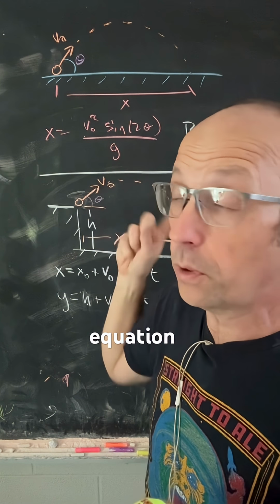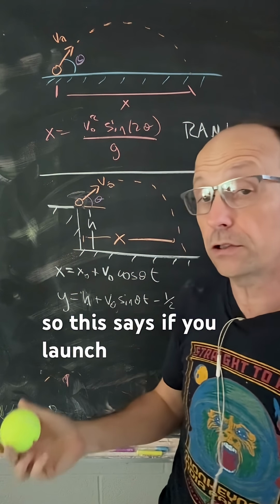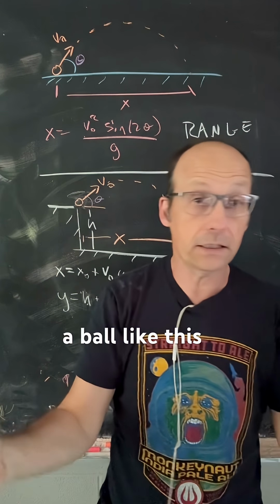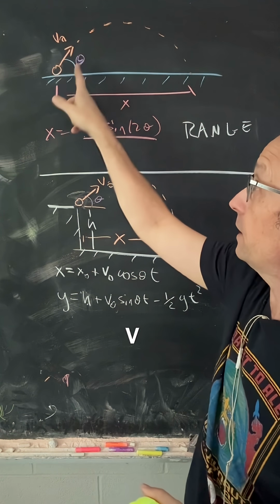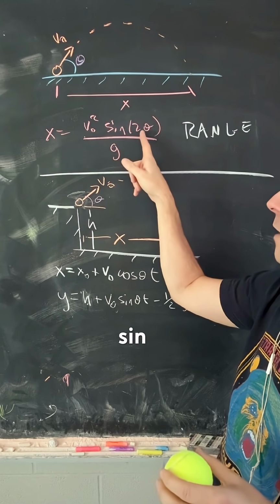That's the most dangerous equation in introductory physics courses. Maybe, I don't know, but maybe. It's the range equation. So this says if you launch a ball like this, with some initial velocity v0 at an angle theta, then it's going to go a distance v0 squared sine of 2 theta over g.